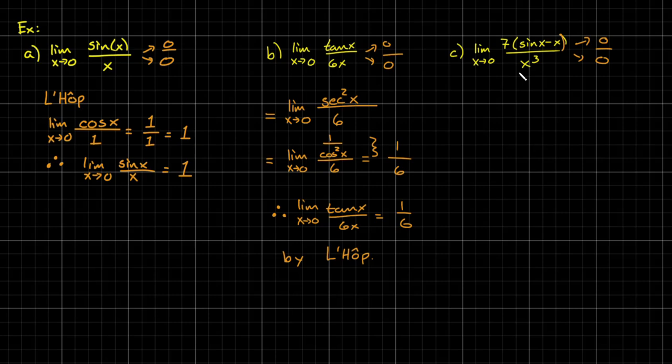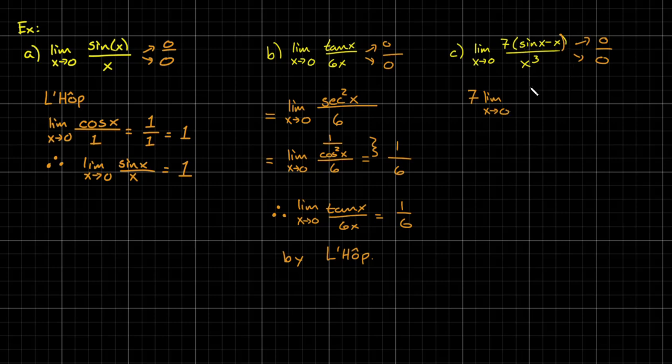Right off the bat, there's something that I don't want in here. Somebody said it. Two people said it. Take that 7 and get it right out of there, right? Constant multiples, they come out. So I'll say, okay, the 7 comes out, and I'm fine with that. And then we're going to take the limit as x approaches 0, and we're going to L'Hopital this bad boy. So let's take the derivative.